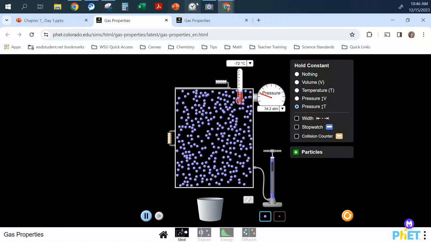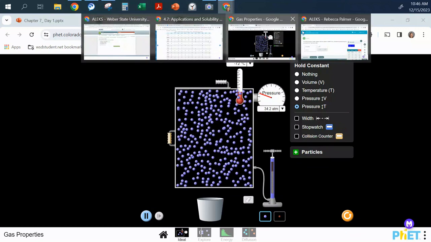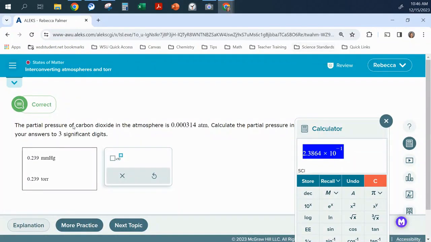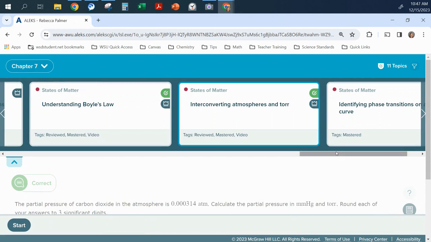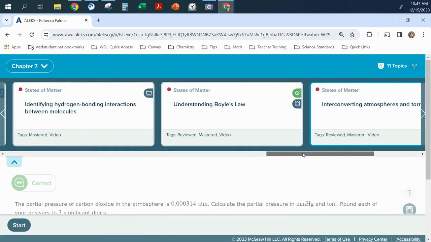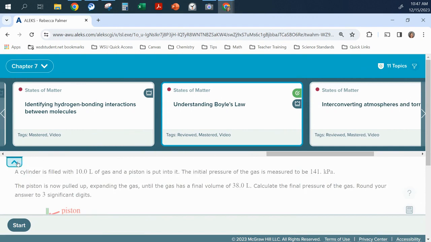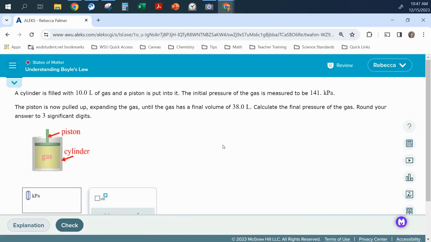All right, so let's go back to Alex, and we're going to do one of the problems called Boyle's Law. And we're going to try this box. Here it is. Understanding Boyle's Law. So for these problems, we can use this box.